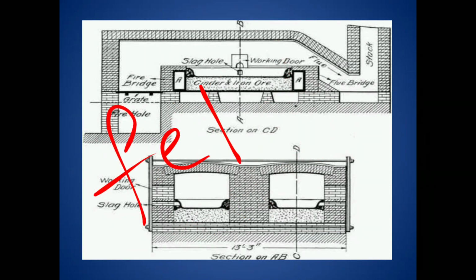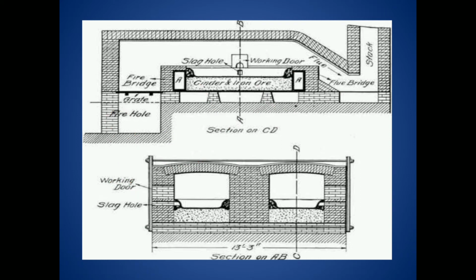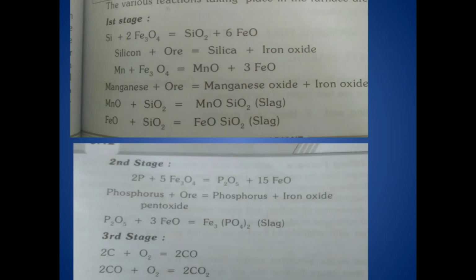Fettling is adding iron oxides during the process. In the first stage, this iron oxide will react chemically with the pig iron. It eliminates the silicon and manganese in the first stage.